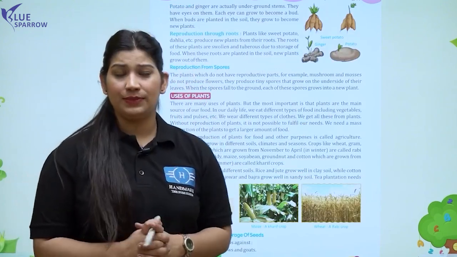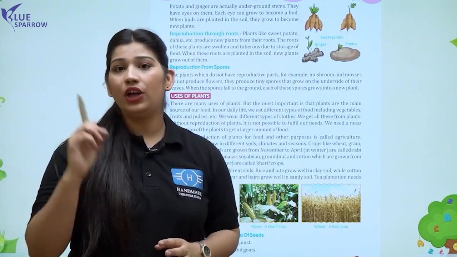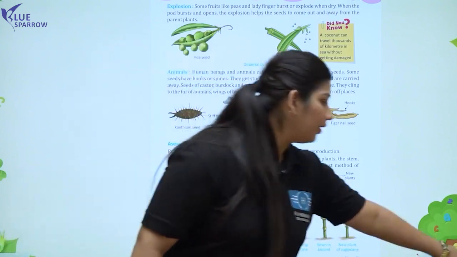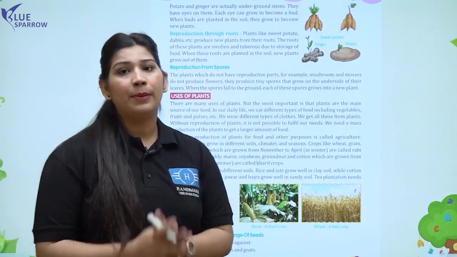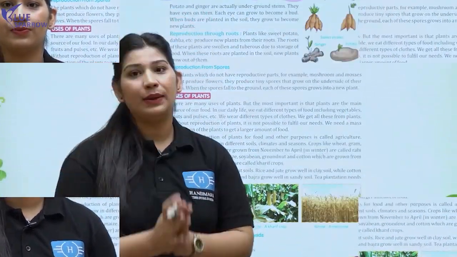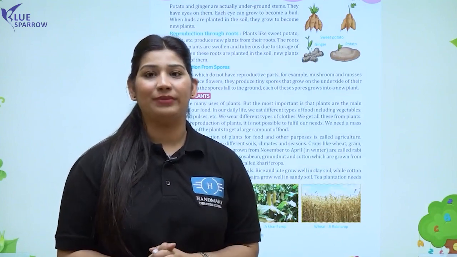Reproduction through stems. Plants like potato and ginger have eyes on them. Reproduction through roots. Plants like sweet potato grow from their roots. When these roots are planted in the soil, new plants grow from them.